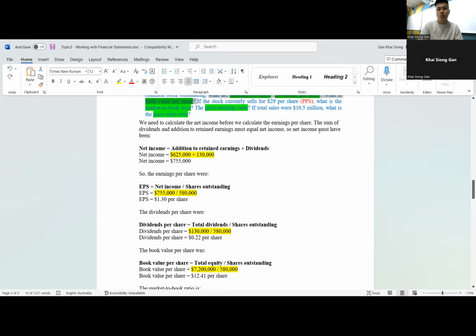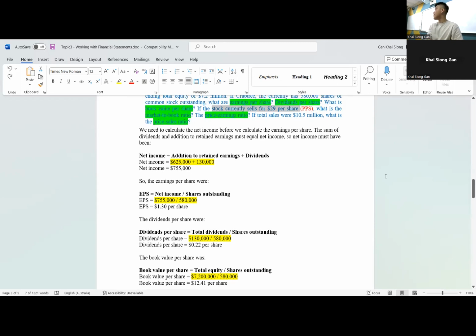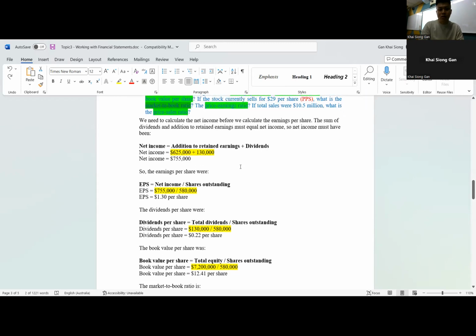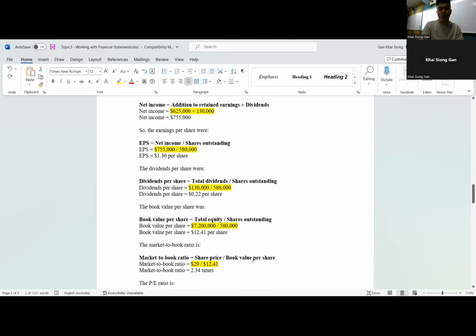Okay, now you know the book value per share already. If I also tell you the share price, if the stock currently sells for 29 per share, please write that. Sells for 29 per share means price per share, PPS, or current share price. If in the exam they tell you the stock is currently sold for 29 per share, it means the current share price, the price per share. So now can you calculate the market to book ratio? Can, because now you know the market share price already, divided by the book value per share that I've just calculated, then you get the market to book ratio.